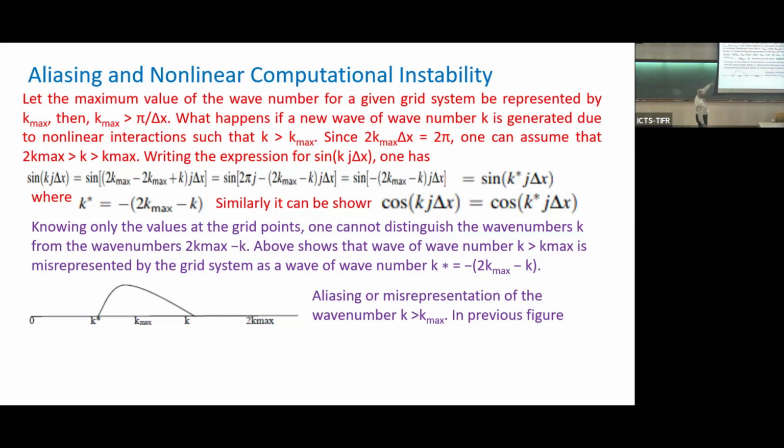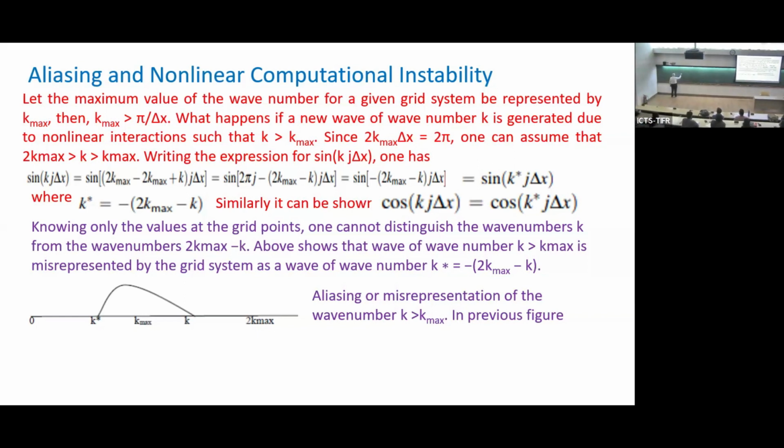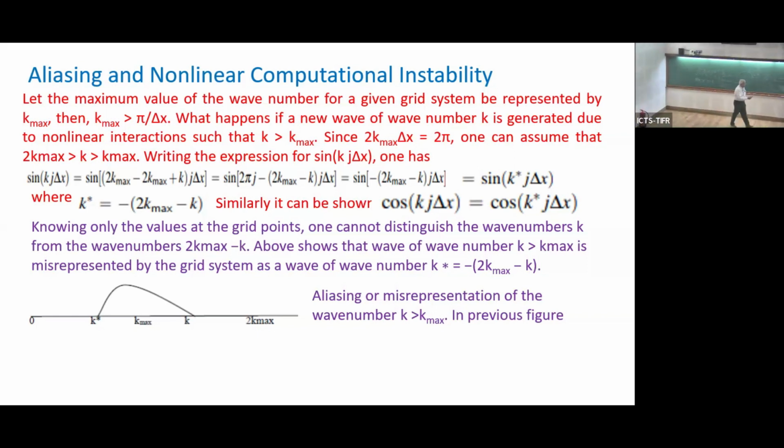sine of K j delta x. So sine k delta x is equal to sine of, I add and subtract 2k max here, and then 2k max into j into delta x. 2k max into delta x is nothing but, you can see here, 2k max delta x is equal to 2 pi. So I just replace that with 2 pi.